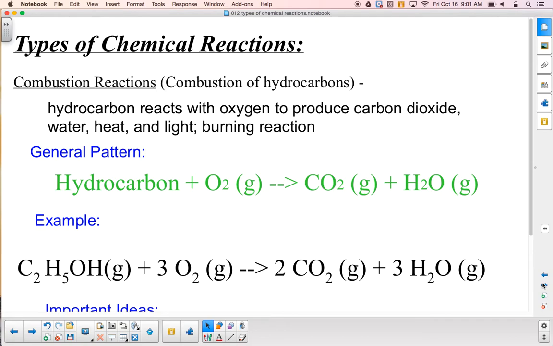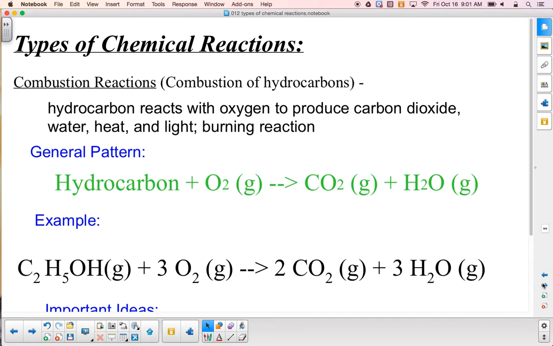The first of our types of reactions is a combustion reaction. For our purposes, we're going to focus primarily on the combustion of hydrocarbons. Hydrocarbons are compounds that consist of hydrogen and carbon and maybe some oxygen mixed in. You're familiar with the concept of a combustion reaction. This is your classic burning reaction.